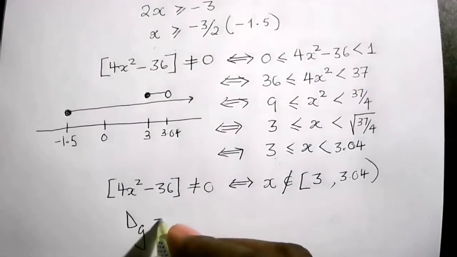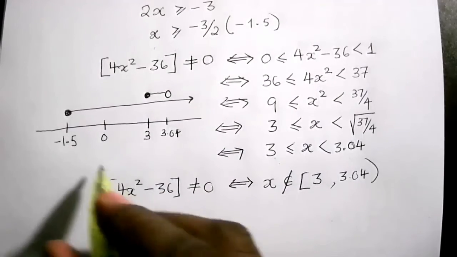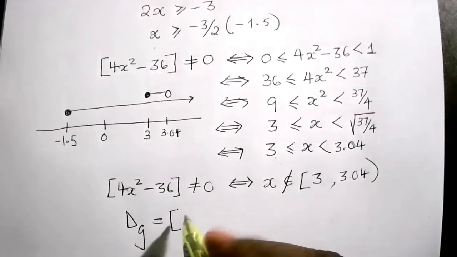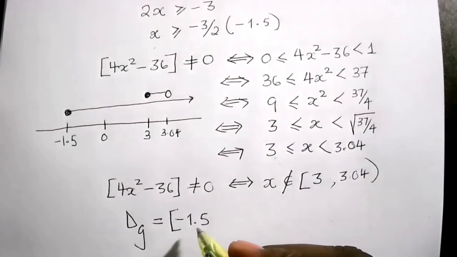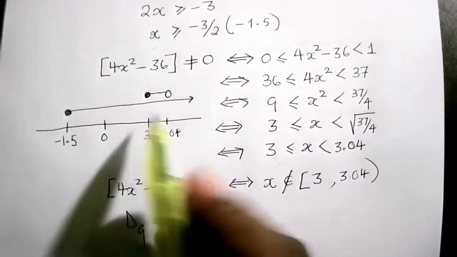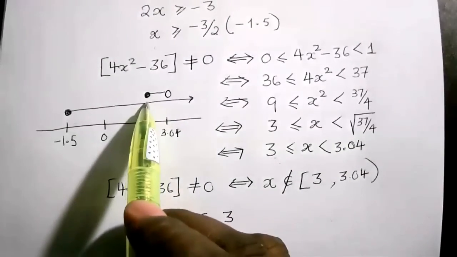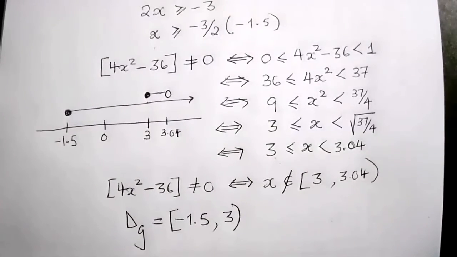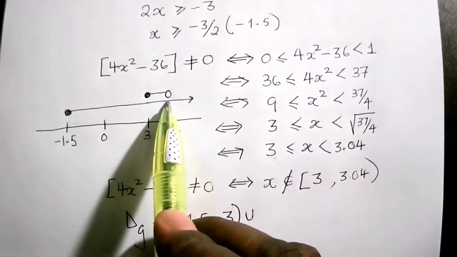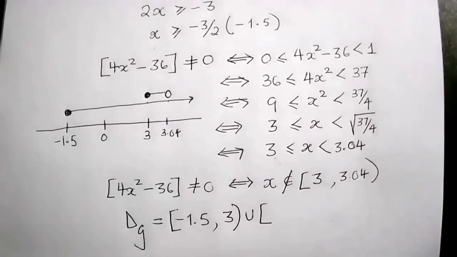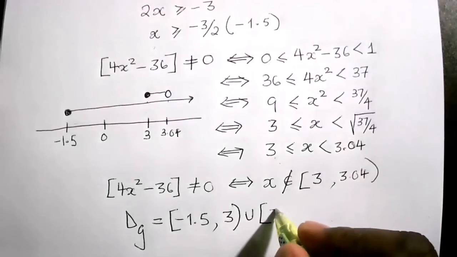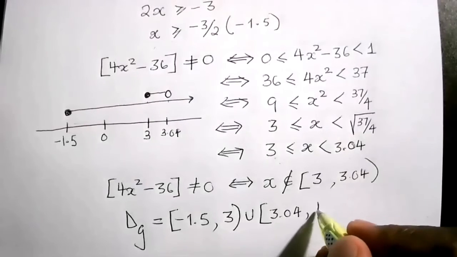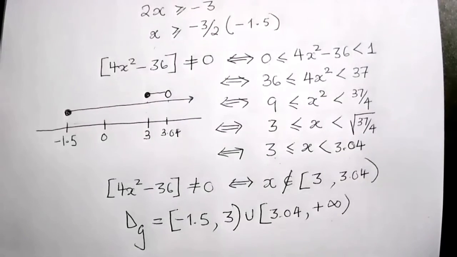So the final domain, we are starting here because of the solid dot. So it's negative 1.5, and we go up to 3. Now, because here we've got a solid dot, we need to close it like that. Then here we've got an open dot, so we start from 3.04, and we go all the way to positive infinity. And that is our domain.